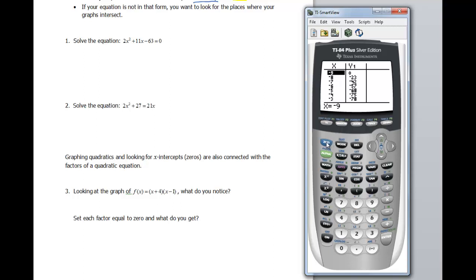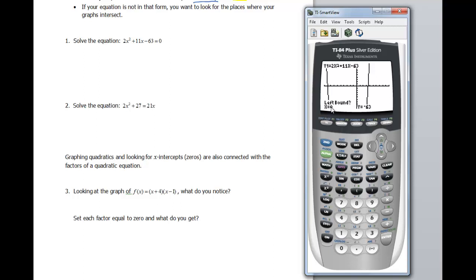Now, to find the other one, we're going to go to second calc, which is right above your trace key, and you're going to look for number 2 called a zero. That's why I wanted to use that word a few different ways. So let's press option number 2. This is very similar to finding the minimum and the maximum. So it's going to want a left bound and a right bound.